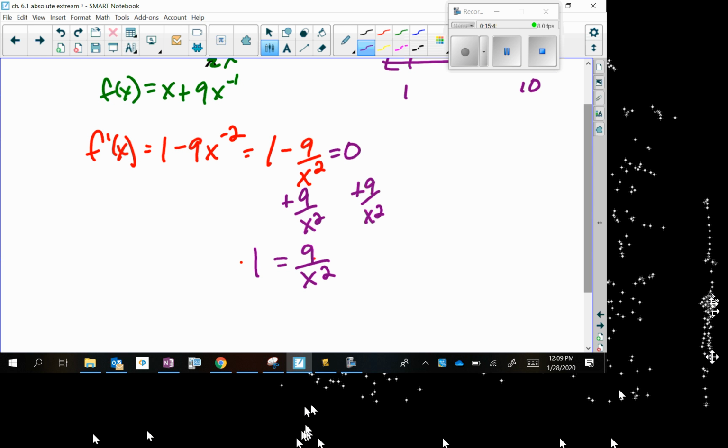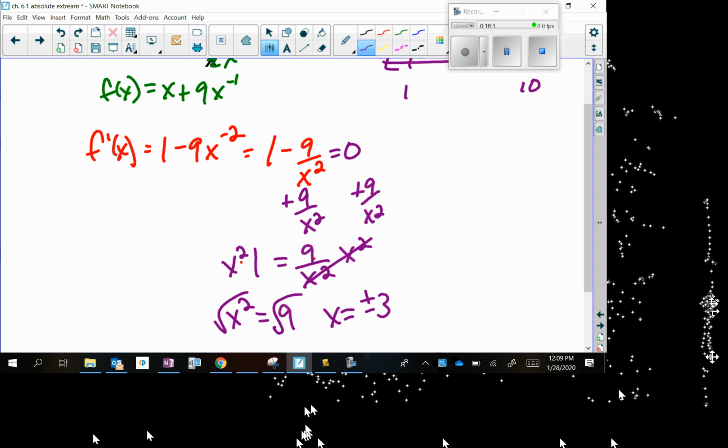Now, how do I get the x squared by itself? I don't like it on the bottom. How can I bring it up? Multiply top and bottom, right? Because, again, if you do it on one side, you have to do the other. So multiplying it by both sides, it cancels out on one side, and I get x squared equals 9. And then x equals plus or minus 3, right? I'm taking the square root of both sides.